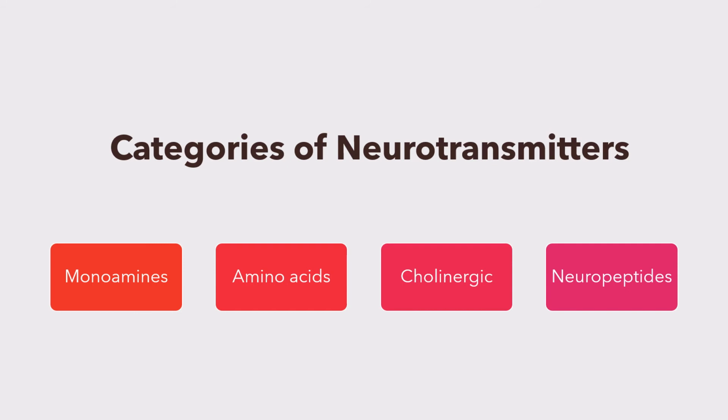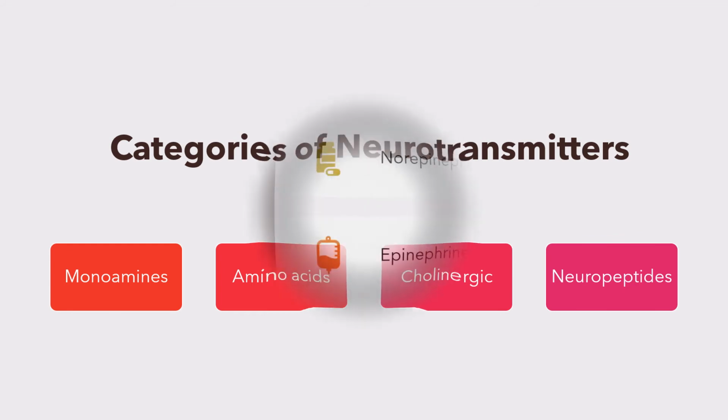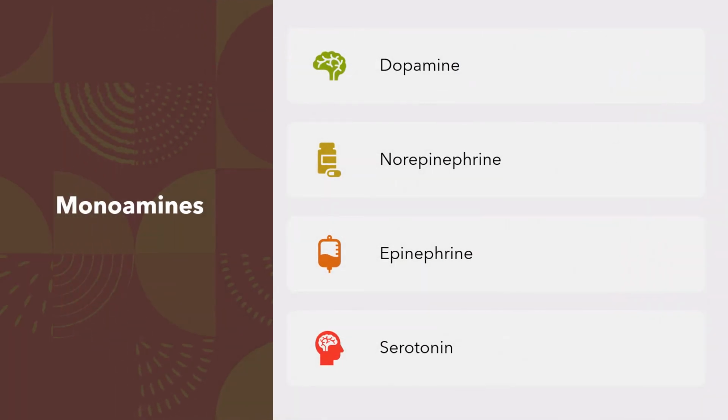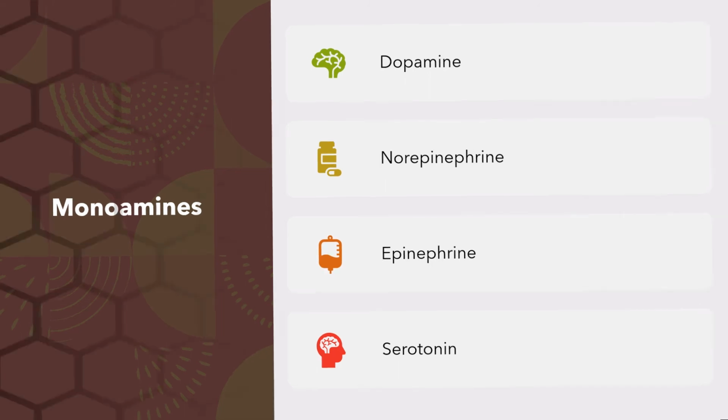There are categories of neurotransmitters. We have monoamines, we have amino acids, we have cholinergic, and then we have the neuropeptides. Each of these is very important to note, but our next one will be focusing on the monoamines, which usually occur on the tests. So monoamines include dopamine, norepinephrine, epinephrine, and serotonin. That will lead us specifically to the dopamine aspect.